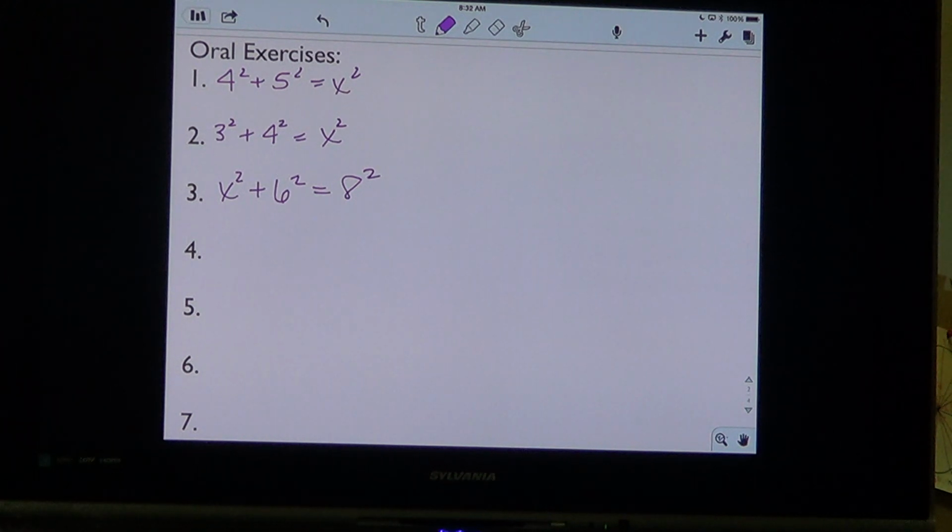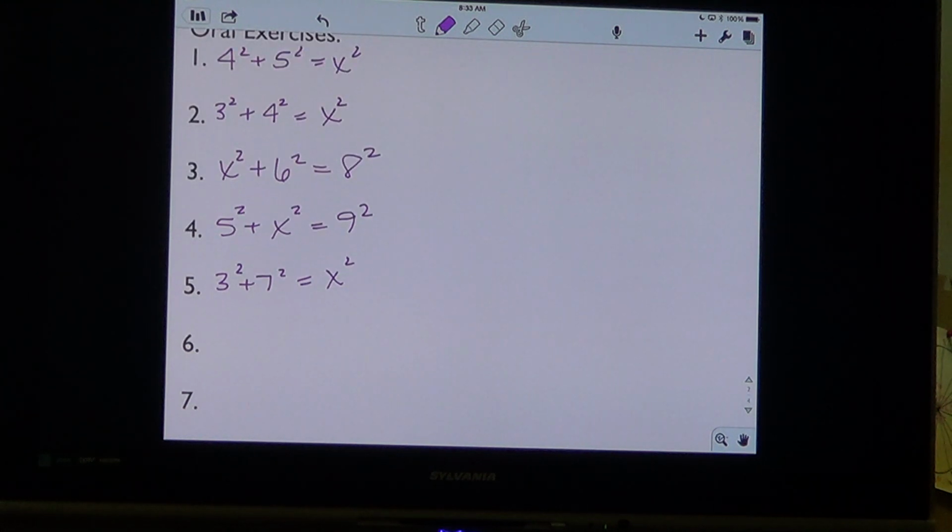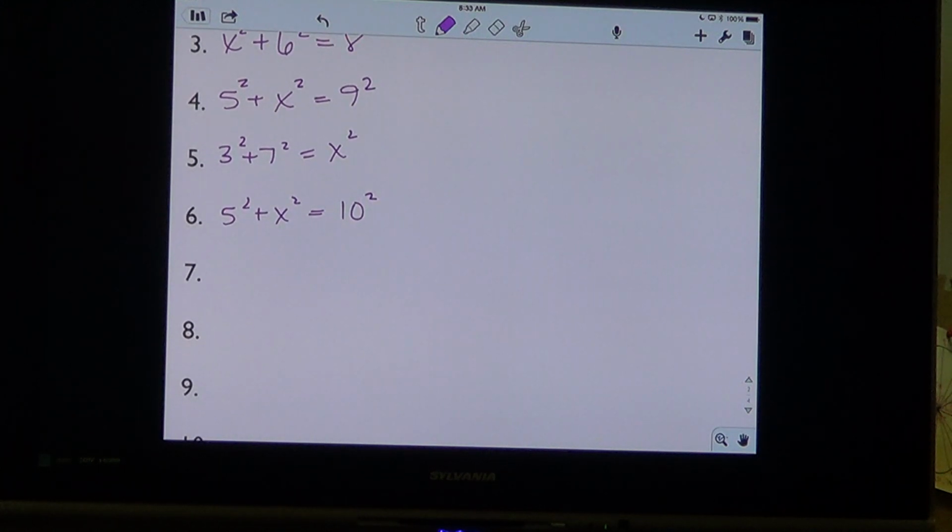5 squared plus x squared equals 9 squared. Good. And 5. 3 squared plus 7 squared equals x squared. Good. And 6. 5 squared plus x squared equals 10 squared. Good. Okay, so that should be pretty familiar to you guys, I'm sure.